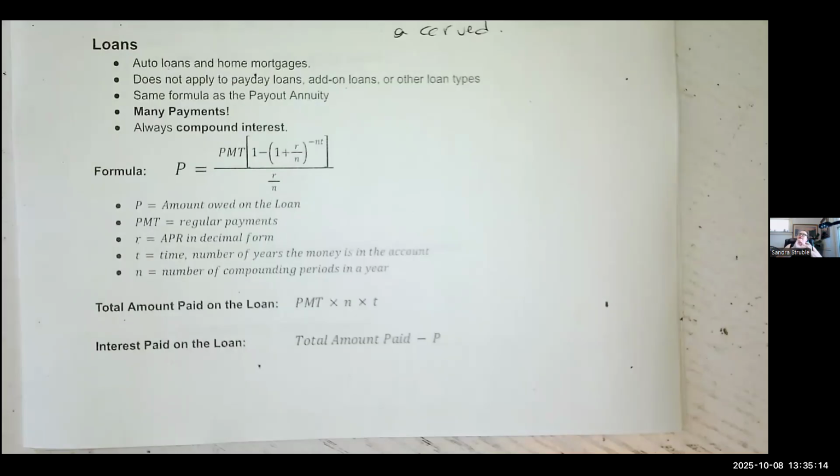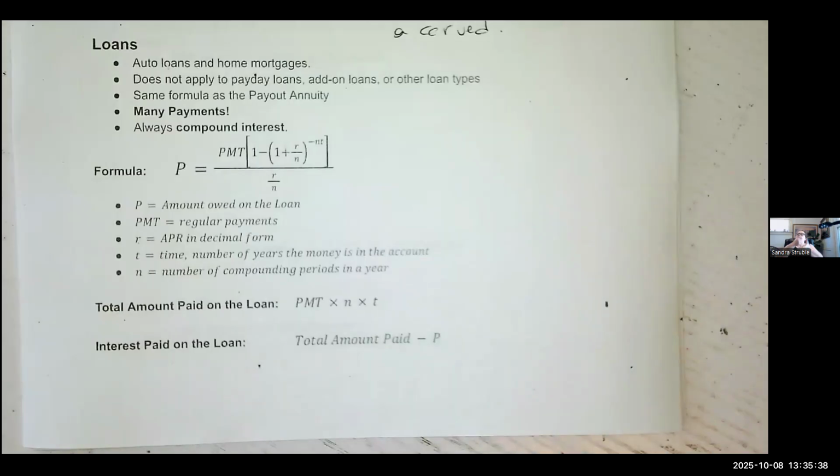We do not do payday loans or add-on loans or things such as that because those are not typical loans. They're not any that I would ever advise. I don't prefer loans at all, but you're going to use the same formula as the payout annuity. And so when you're doing a loan, how you're going to know if it's a loan is if you're making many payments to someone.